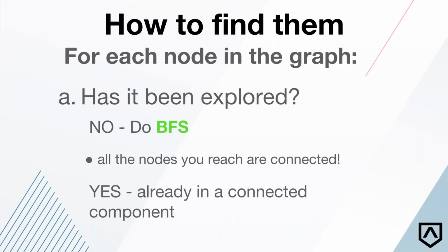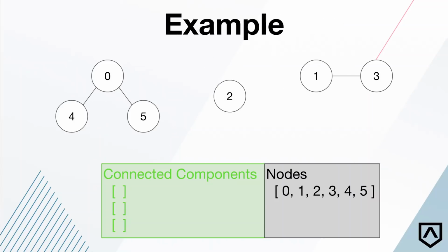However, if we pull a node out of our graph and we see the color of this is gray or black, it's already been explored, then we don't worry about it, we skip it, we go to the next node. Okay, so let's look at an example of how this might work.